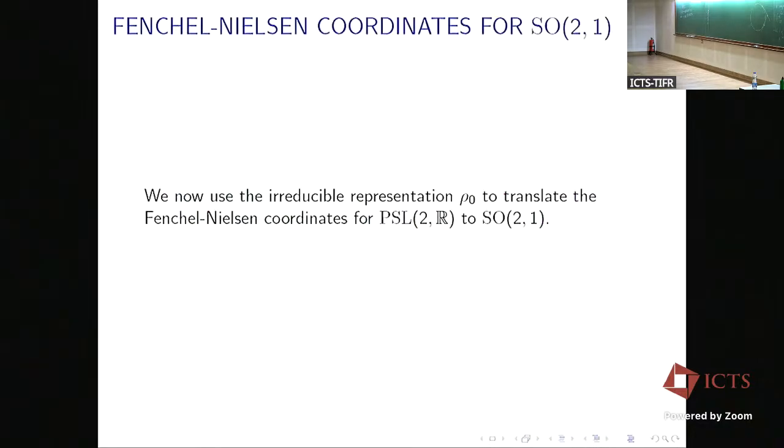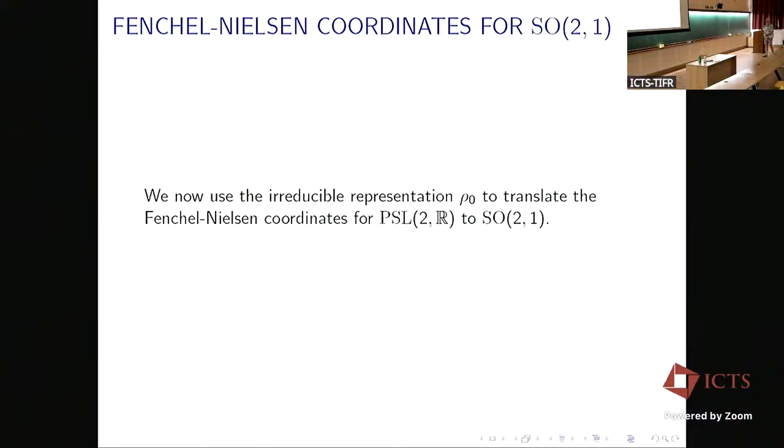Right, so now we're ready to put all of these things together. We've got 12 minutes and 38 seconds to go, so we can put this all together, and we can develop Fenchel-Nielsen coordinates for SO(2,1).